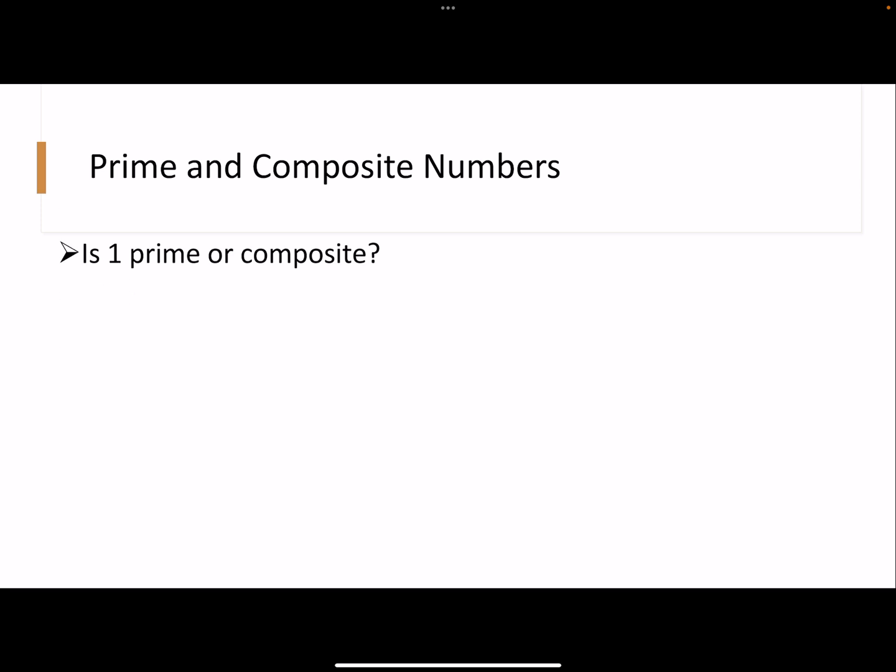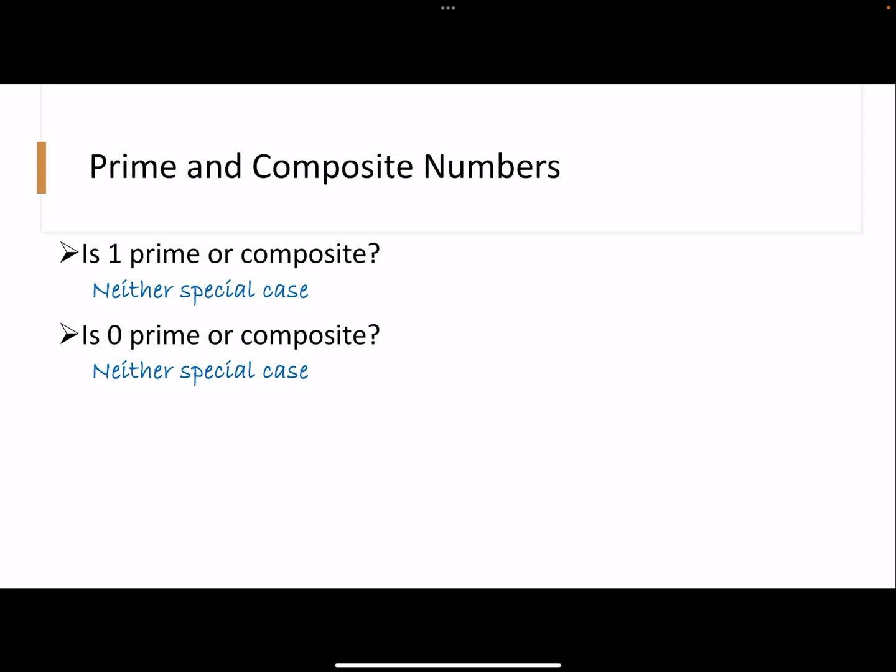So let's talk about some special cases. We often wonder, is the number 1 prime or composite? The answer to that is it's neither. It's not considered prime or composite. It's a special case. Well, what about 0? Is it considered prime or composite? No, it is neither prime nor composite. It is also considered a special case. So when we think about the numbers 1 and 0, we do not consider them prime or composite.